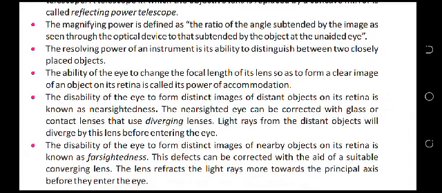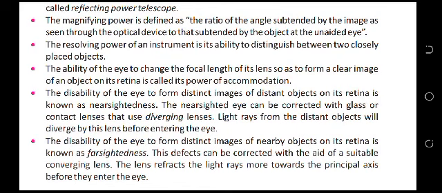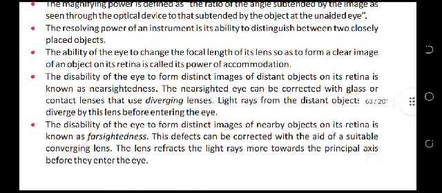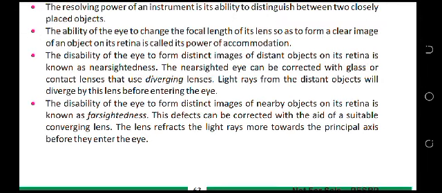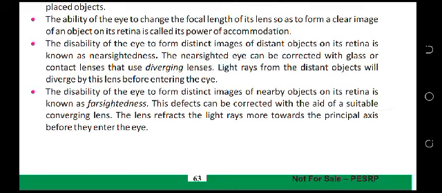The ability of the eye to change the focal length of its lens so as to form a clear image of an object on its retina is called its power of accommodation. The disability of the eye to form distinct images of distant objects on its retina is known as nearsightedness. The nearsighted eye can be corrected with glasses or contact lenses that use diverging lenses. Light rays from the distant object will diverge by this lens before entering the eye.